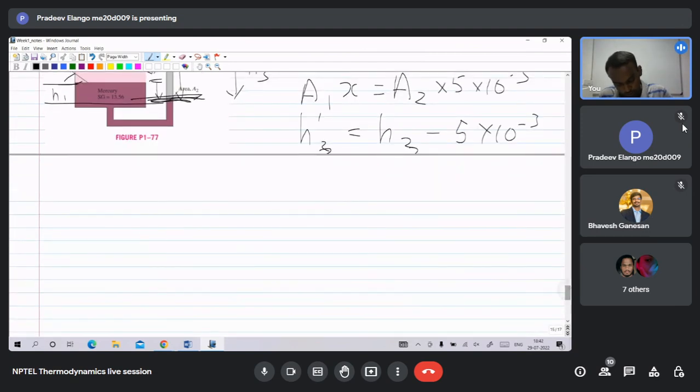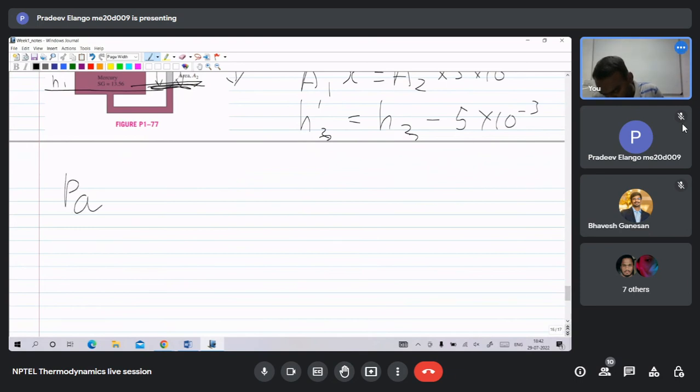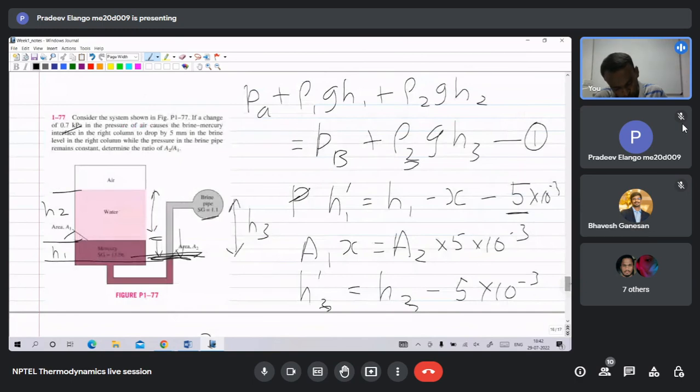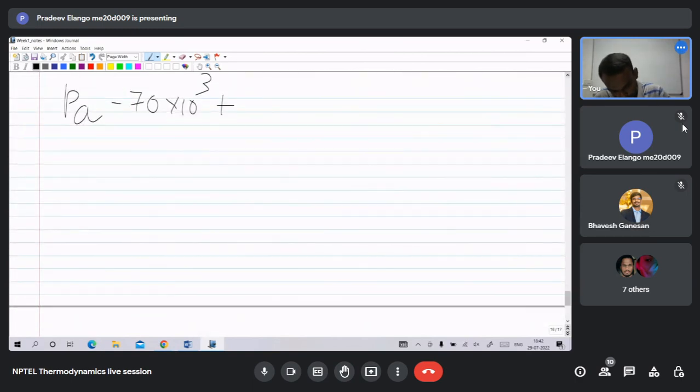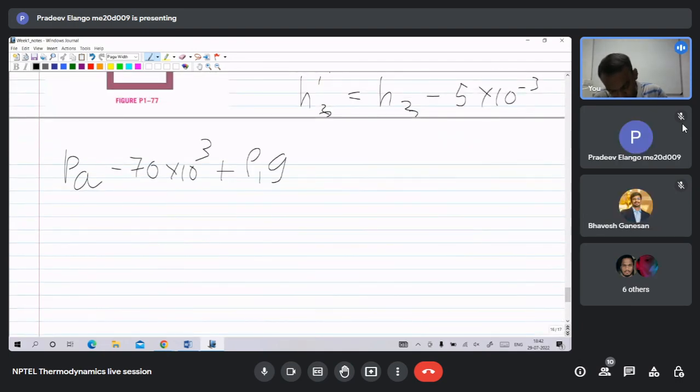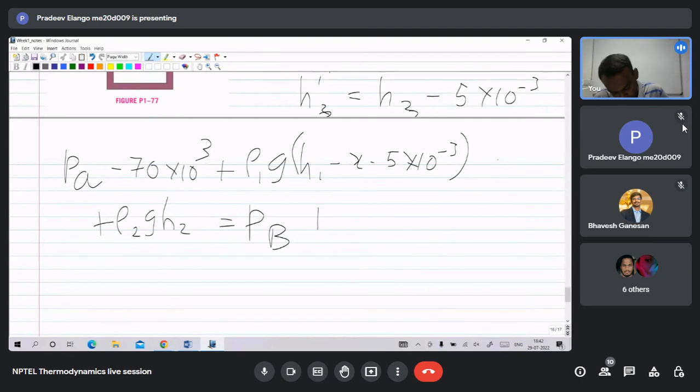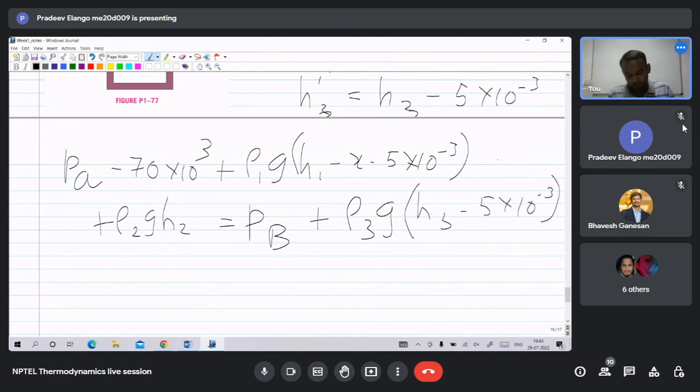So now we can write a new equation: PA minus 70 into 10 power minus 3 into 10 power 3, because the drop in pressure is 70 kilopascal, plus rho 1 G H1 prime, which is H1 minus X minus 5 into 10 power minus 3, and we have the water column which is the same, plus rho 2 G H2, which is equal to P prime, which also remains unchanged, plus we have rho 3 G H3 prime, which is now H3 minus 5 into 10 power minus 3. So this we can take as equation 2.